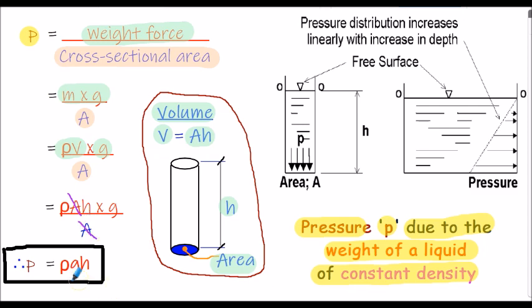Thus we derive the equation P is equal to rho gh. So as the depth of the fluid increases, so does the hydrostatic pressure. Pressure distribution increases linearly with increasing depth. Depth is labelled h in our diagram.